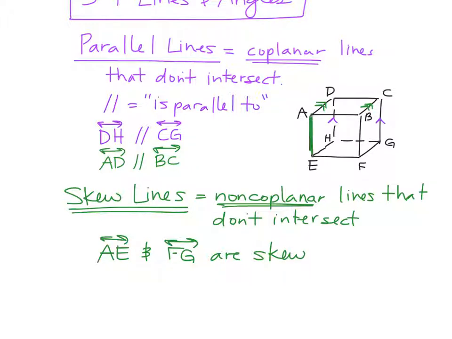Okay, so here's AE, here is FG, not in the same plane, but they're never going to touch, right? If you think of a Kleenex box, if I pick this line here, and then this one going this way here, those will never touch, right? They're not parallel, they're going different directions, okay? But there's no way they're ever going to meet. That's skew. Good on that? Want to give me one more set of skew lines? Yeah, I can do that.